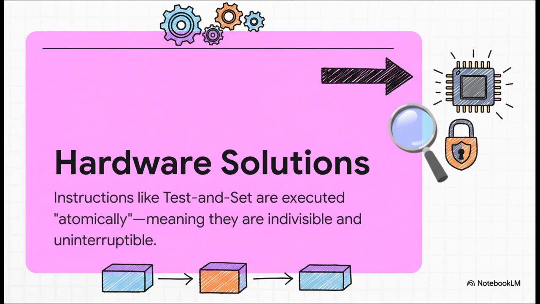It has these special instructions that are atomic. Now, atomic just means they're absolutely indivisible. Once an instruction like test and set starts, the hardware guarantees that it will finish completely with no other process getting a word in edgewise. This is so important because it lets a process check a lock and grab it in one single uninterruptible move. It's the fundamental building block for everything else.